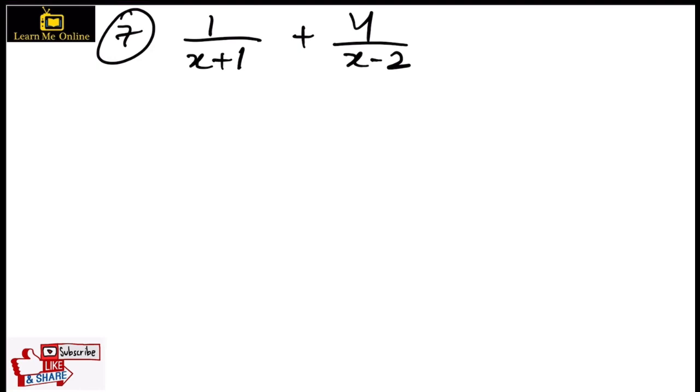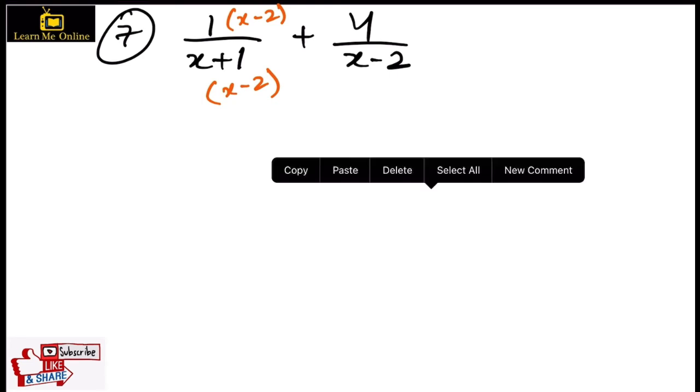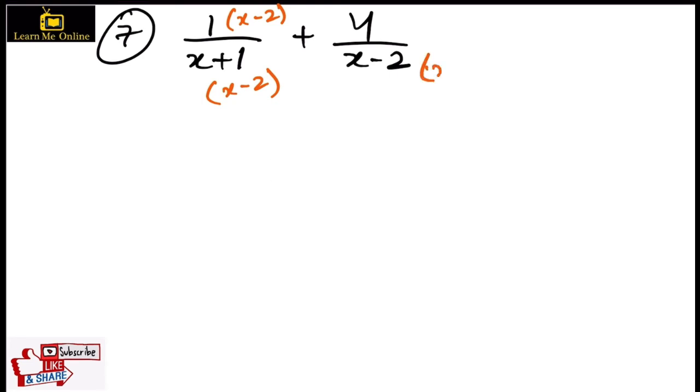But to do it with the variables in the denominator, you multiply this by (x - 2), and the numerator would be multiplied by (x - 2) as well. Where the other fraction's top and bottom are going to multiply by (x + 1). So this would be (x + 1), and the numerator would multiply with (x + 1).